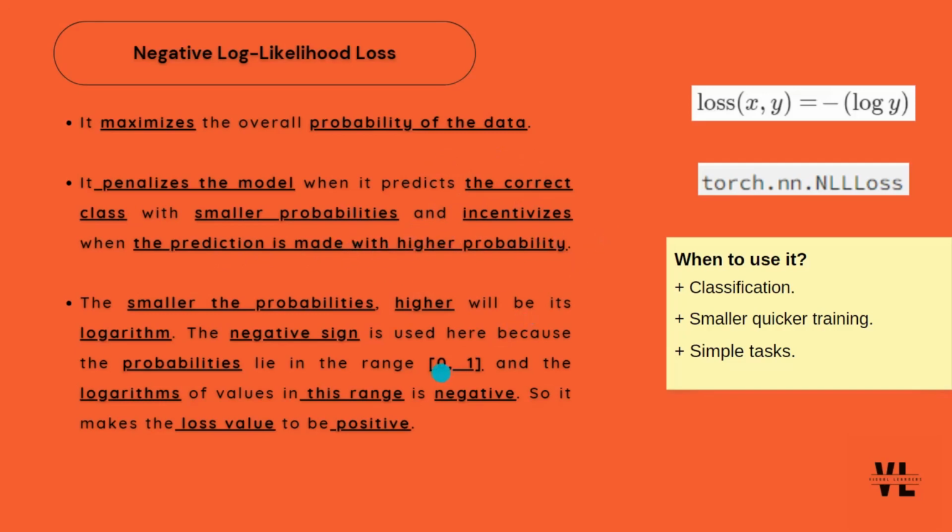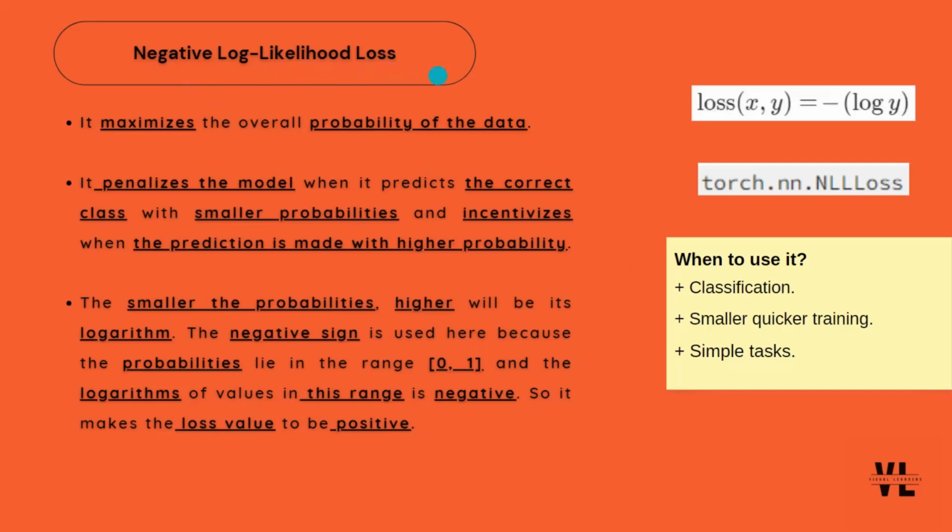And when the probabilities range between 0 and 1, the logarithms of the values in this range are going to be negative. So if you take any number between 0 and 1, then when you take the log, it's going to be a negative value. And the purpose of this negative is just to cancel the negative for numbers in this range. And mostly the probability predictions are going to be within this range. So it makes the loss value positive.